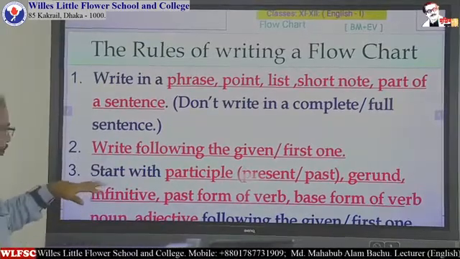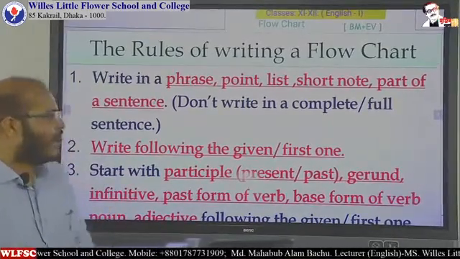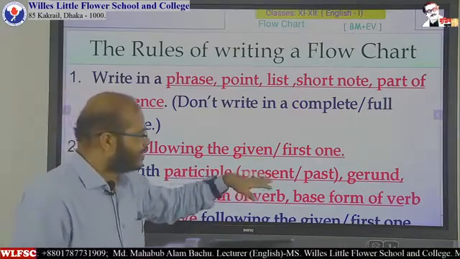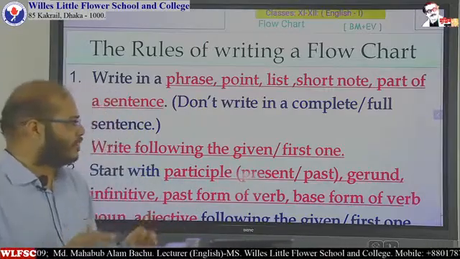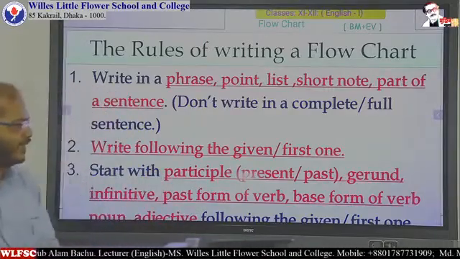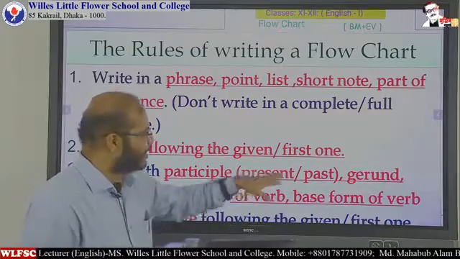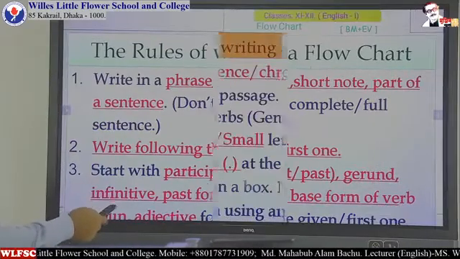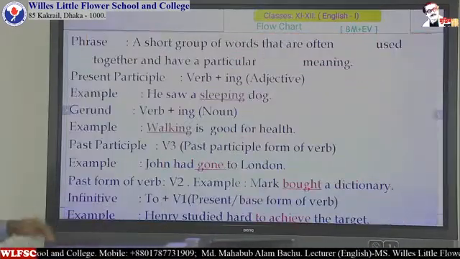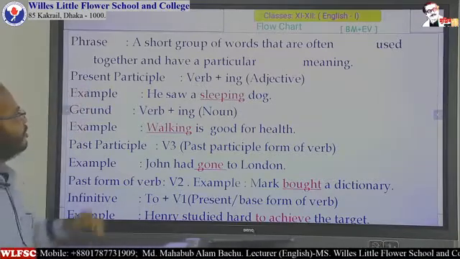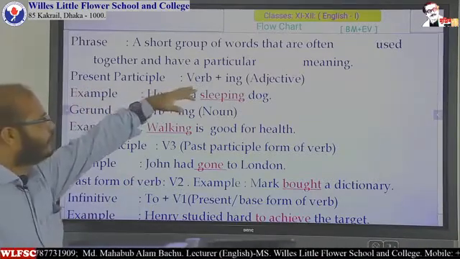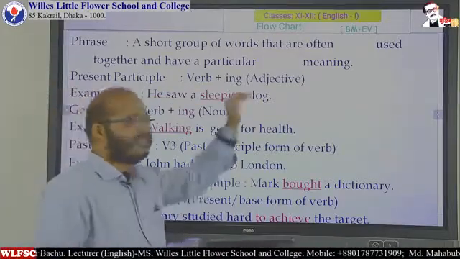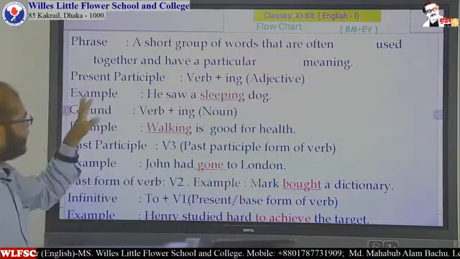Number 3: start with a participle. You know there are 2 types of participles, present participle and past participle. There is also the perfect participle, but we are not discussing it here. So look at present participle and past participle. What is a present participle? A present participle forms with verb plus ing, and it acts as an adjective. Here is an example also.